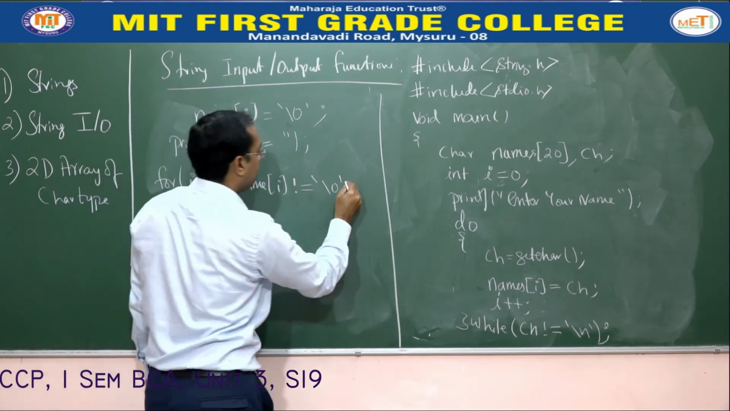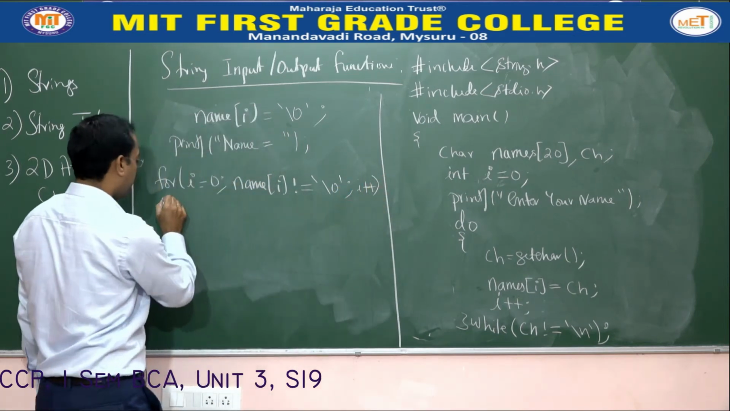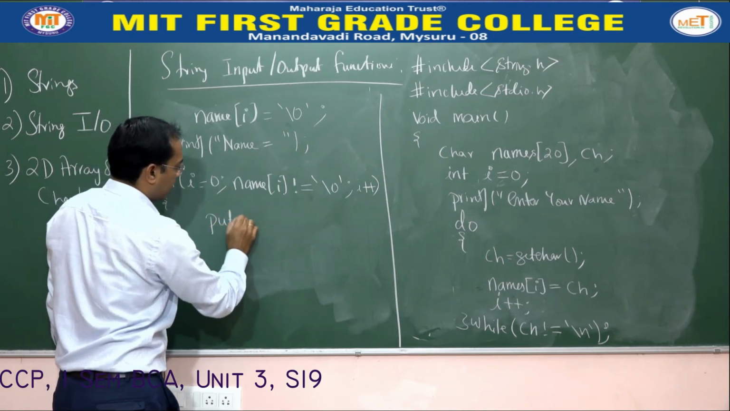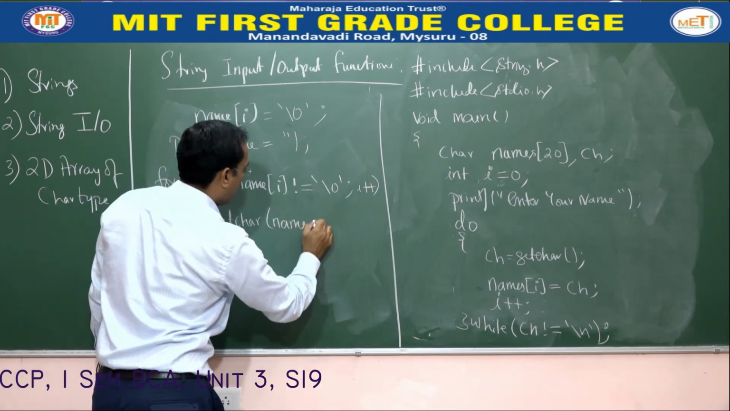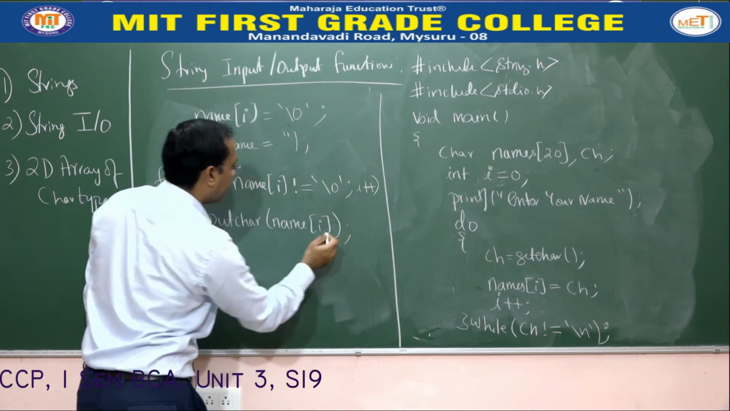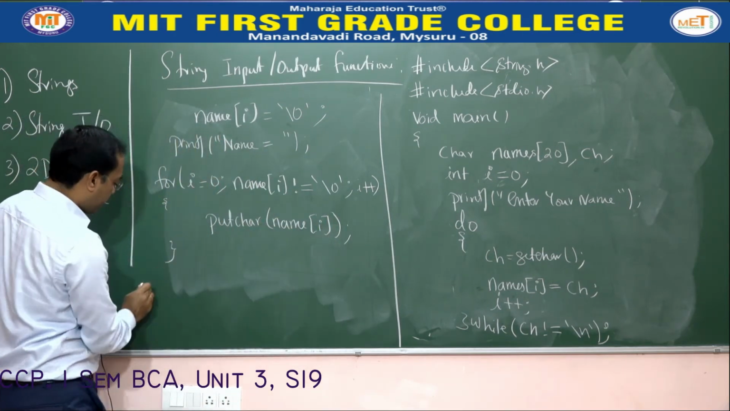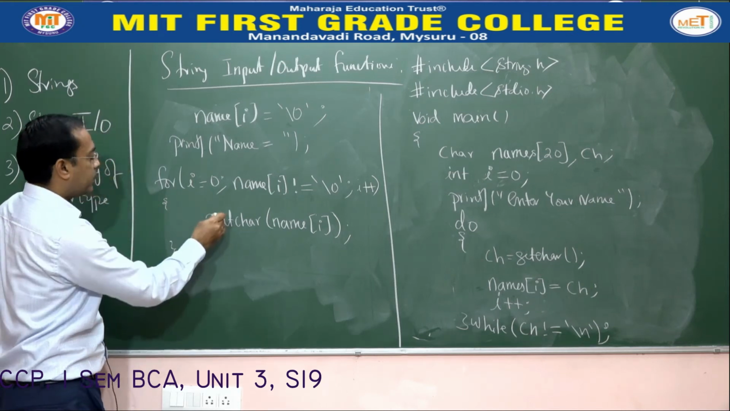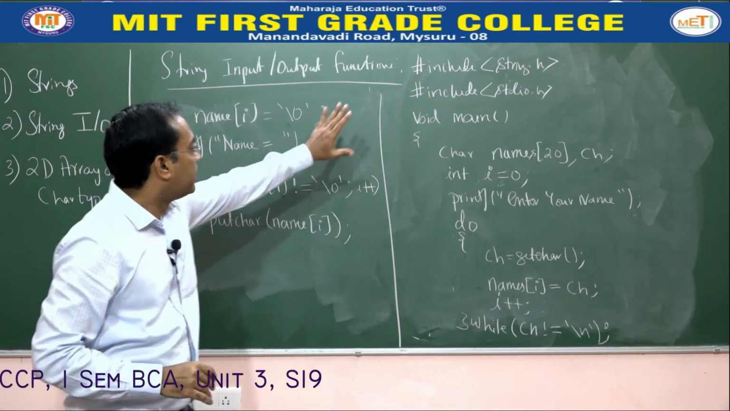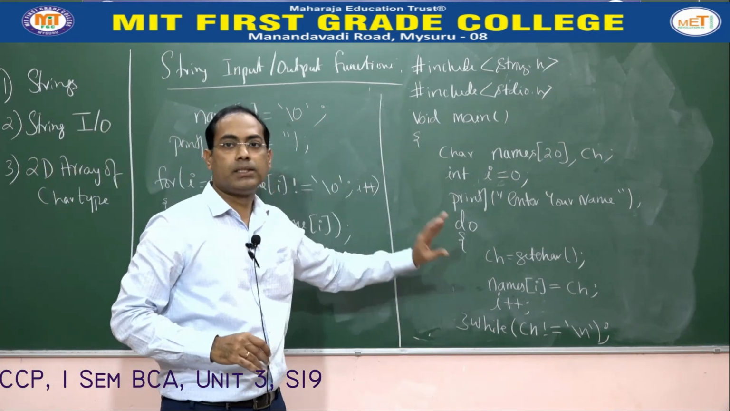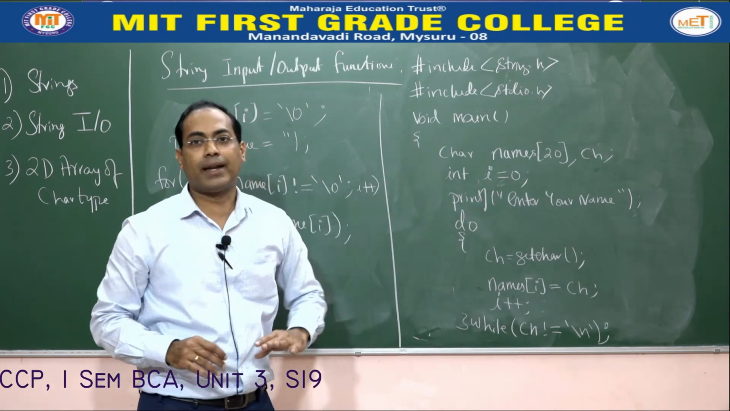Keep on repeating, i plus plus. Okay. Putchar name of i, a single character it will be displaying. So at a time you have to display one character. So this completes the iteration and this completes the program. Okay. Hope you have understood this simple program. The trick is you have to iterate this to accept a sequence of characters.